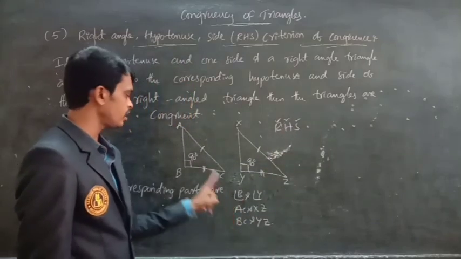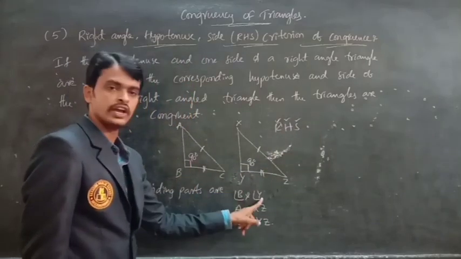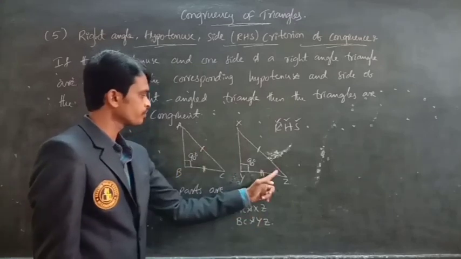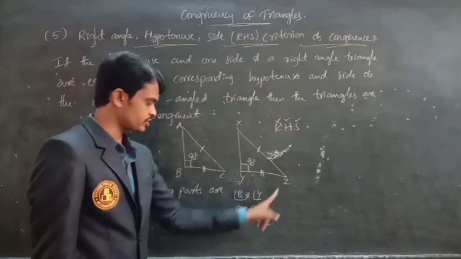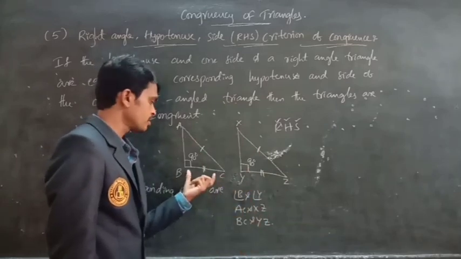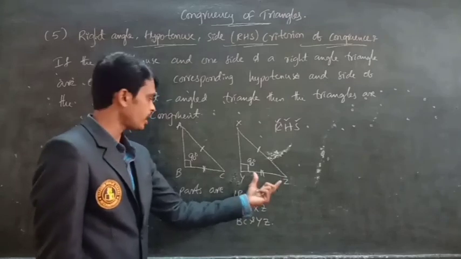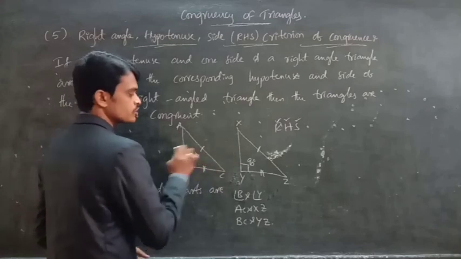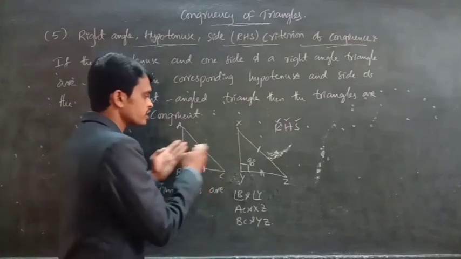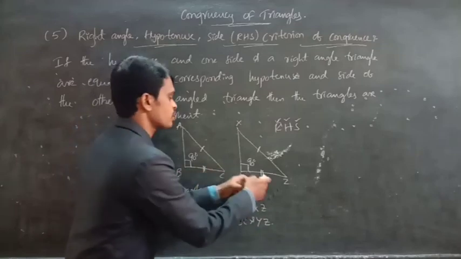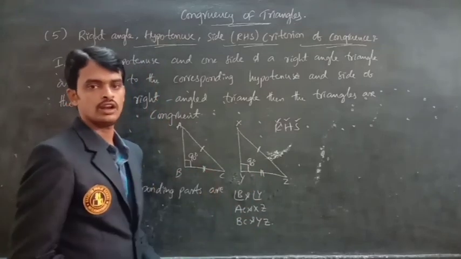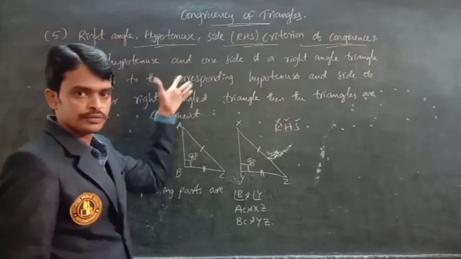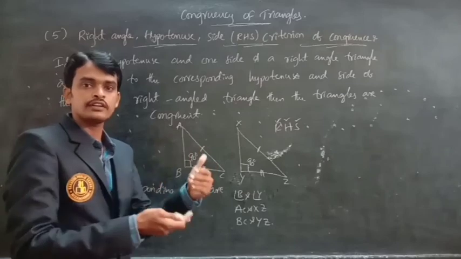So these are the right angles B and Y, the corresponding hypotenuses AC and XZ, and the corresponding sides BC and YZ. Not only the base, we can take the other side also. So these two corresponding sides should be equal, or these two corresponding sides should be equal. So this is about the congruency of triangles in different ways.